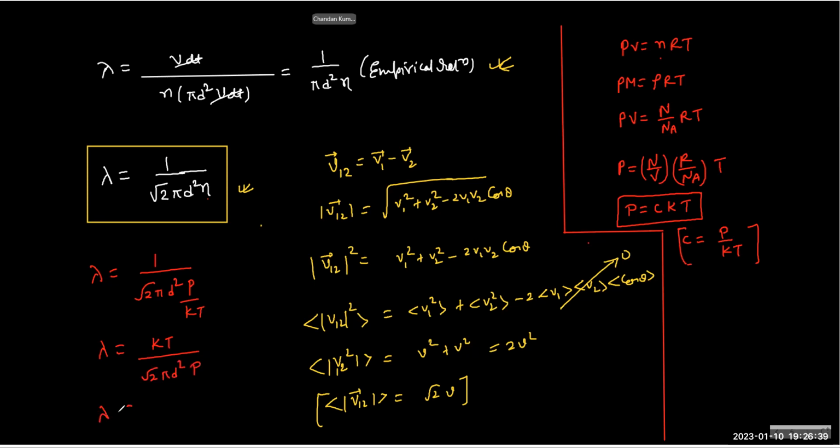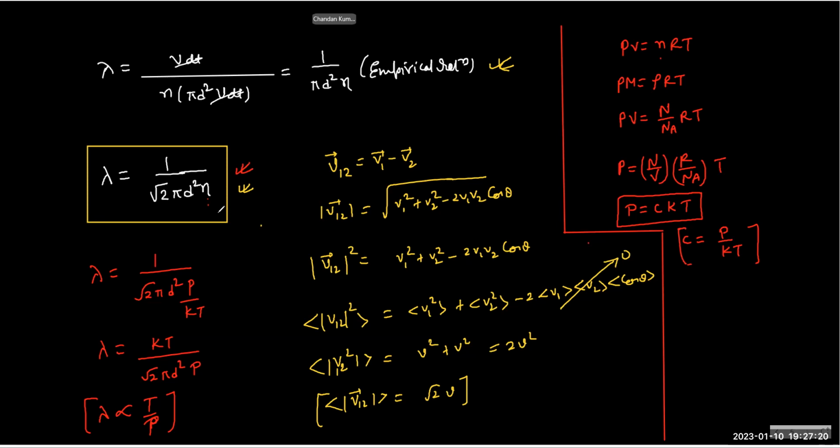So lambda is proportional, in terms of thermodynamic variables, to T by P. Now, if someone asks you that lambda depends on temperature, is this correct or false? Lambda is inversely proportional to pressure, true or false? Lambda is directly proportional to temperature, true or false? All these answers are incorrect. Always remember, because the derivation that we actually did was this, and to answer any theoretical question, we have to understand only this part.